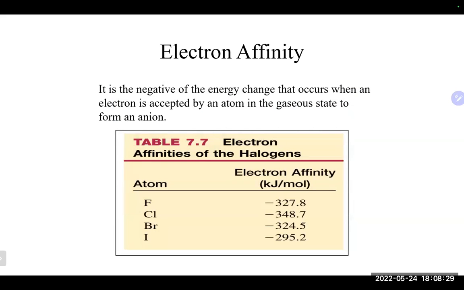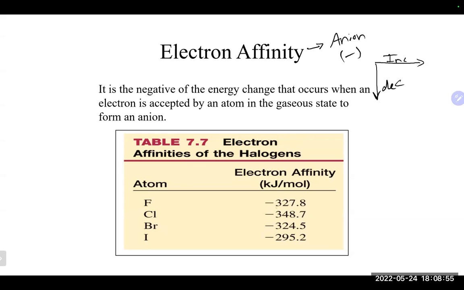Let's talk a little bit about electron affinity. Electron affinity is the energy change that occurs when somebody gains an electron. When somebody gains an electron, they become an anion and negatively charged. And in general, electron affinity increases as you go up and to the right on the periodic table, decreases as you go down.